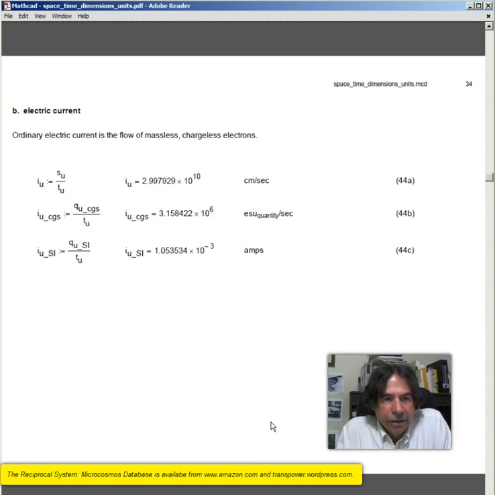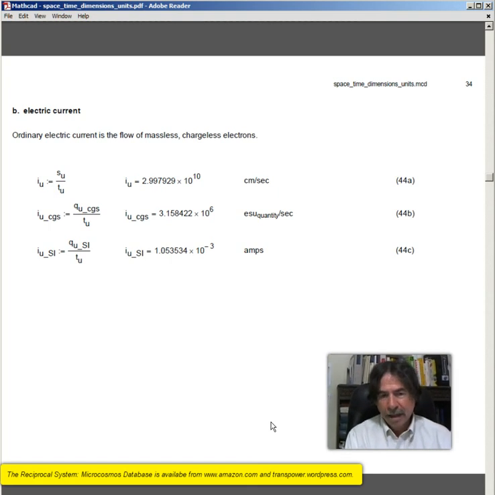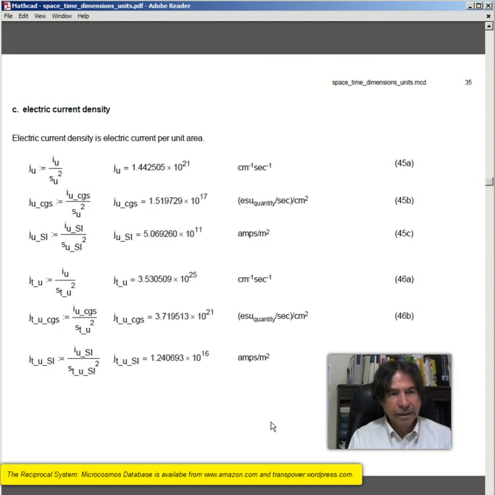Electric current. Ordinary electric current is the flow of massless, chargeless electrons. So obviously, S sub u divided by T sub u, in this case, comes out to being 1.053534 times 10 to the minus 3 amps. So you can see that actually for currents greater than a milliamp, approximately, electrons, in terms of space per time, are moving faster than the speed of light through matter, which, by the way, is a time structure. Electric current density is electric current per unit area. Here we have both time-space region values and time region values.